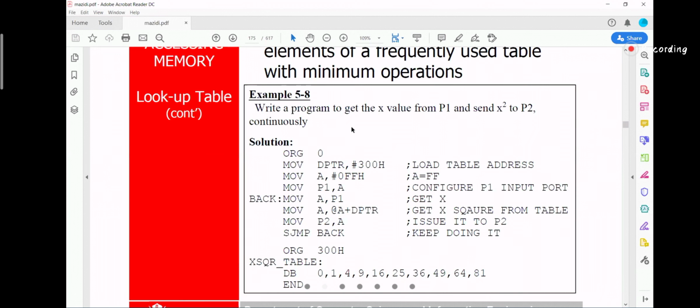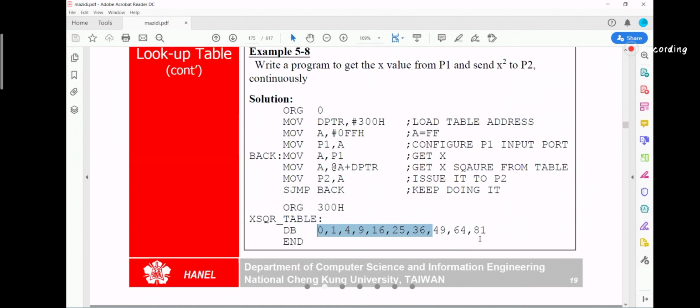Suppose like that. So whatever value you are entering, that value should get squared. That square is already located in your lookup table: 0 squared is 0, 1 squared is 1, 2 squared is 4, 3 squared is 9. This is already located in your lookup table. Now you have to take this out one by one.